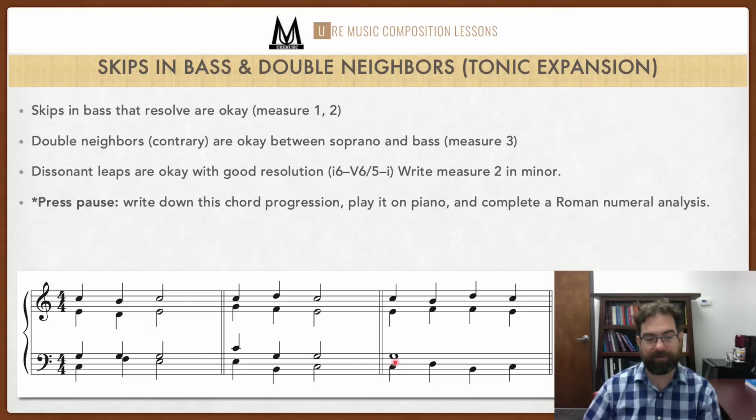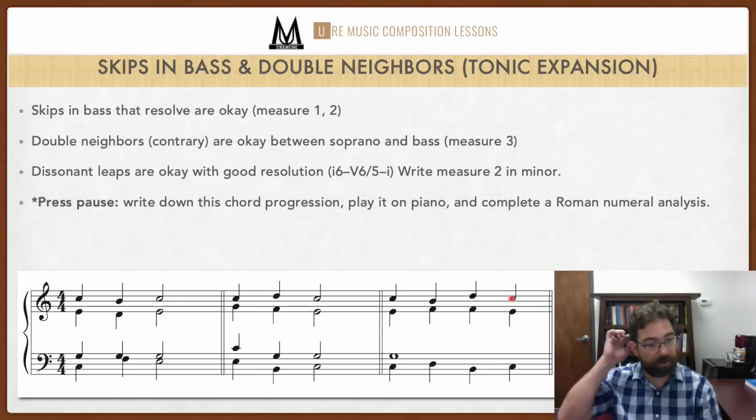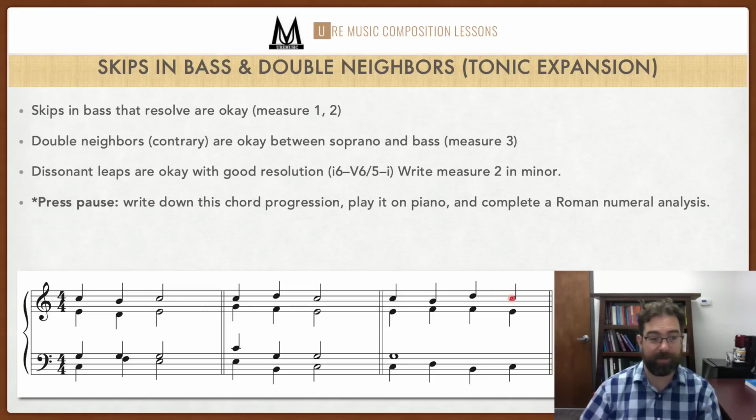And then if you have the bass going as well, you should generally move in contrary motion. So this one goes down, this one goes up. As this goes up, this goes down, this goes up, this goes down. So you want to watch for that double neighbor, that contrary motion. As long as you have that, contrary motion makes a lot of things okay that would otherwise not be okay. Dissonant leaps are okay as long as you have a good resolution.